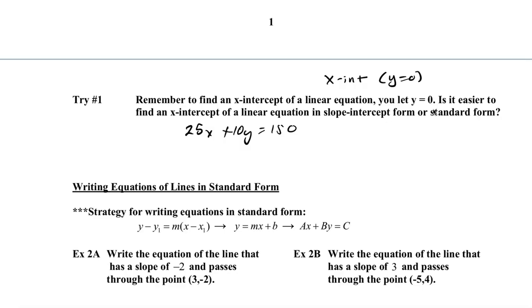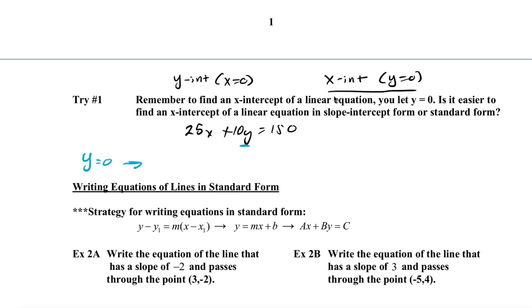And if you want to find the y-intercept, that's when you set x equal to 0. Right, so let's find the x-intercept. That's one we don't have. We already know the y-intercept is 15, but let's show you how easy it is to find the x-intercept using standard form. So what we're going to do is set y equal to 0 and substitute it in. So there's my y.